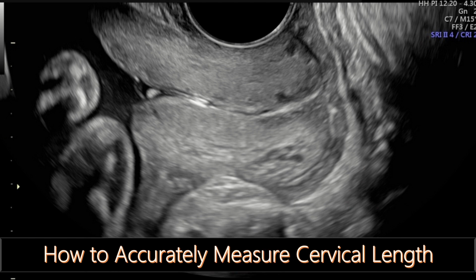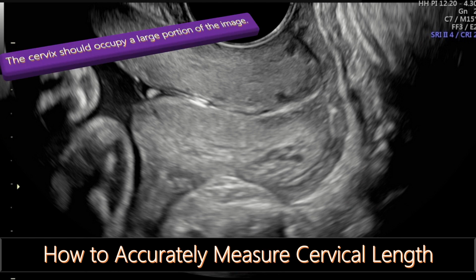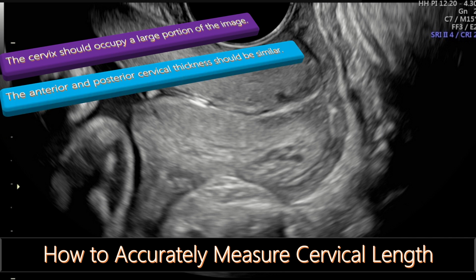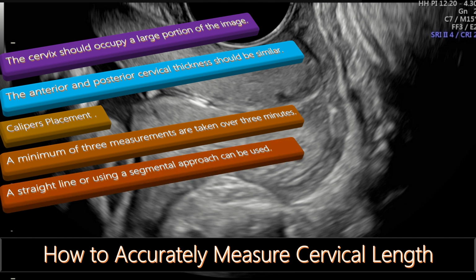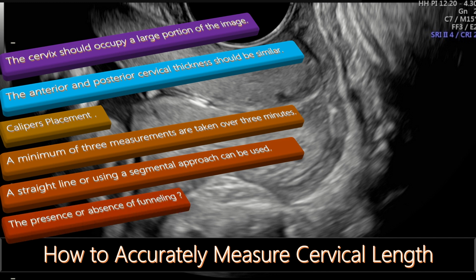How to accurately measure cervical length? First of all, the cervix should occupy a large portion of the image. The anterior and posterior cervical thickness should be similar. Calipers placement should be appropriate. A minimum of 3 measurements are taken over 3 minutes. A straight line or segmental approach can be used depending upon the curved nature of the cervix. The presence or absence of funneling should be noted.